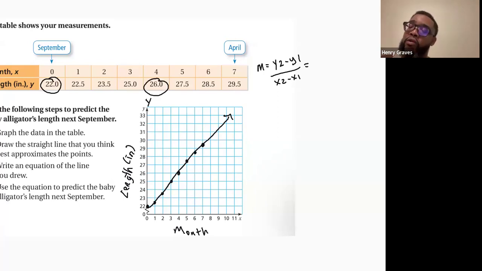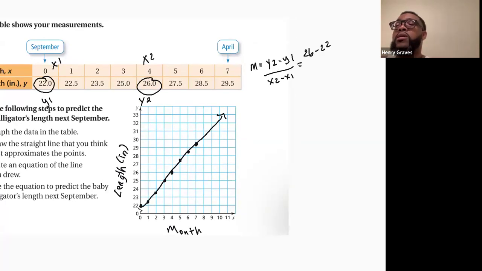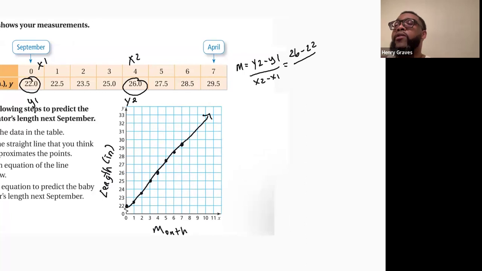So there's going to be my y2 and y1. If I make those ones my y numbers, the numbers on top of them have to be my x numbers, x1 and x2. So I'm going to do 26 minus 22 over 4 minus 0. So it's going to be 4 over 4, which is 1. So my slope is going to be 1.